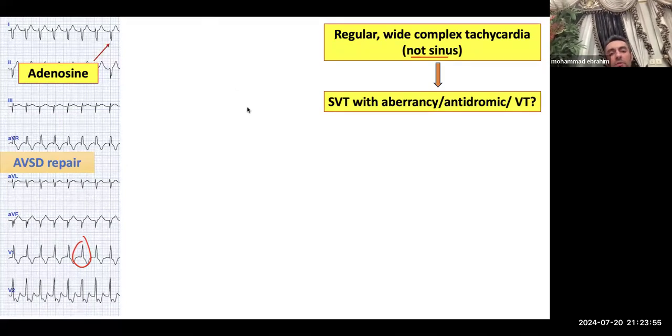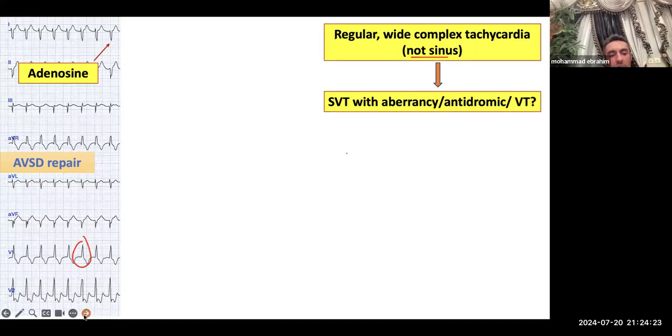Why is it called SVT and not jet, doctor? Jet is also a differential. Jet is more advanced. I don't know Dr. Shams, I don't know whether you're a cardiologist, but yes, jet is also possible and still in the differential. Jet is usually more irregular. Usually this is regular, but still in the differential. Okay. We gave adenosine.